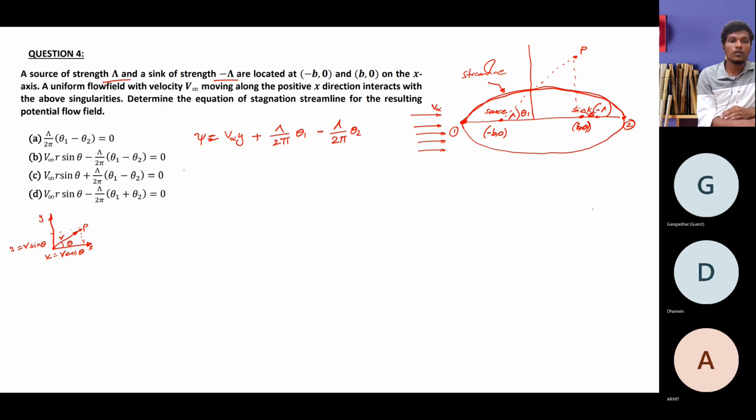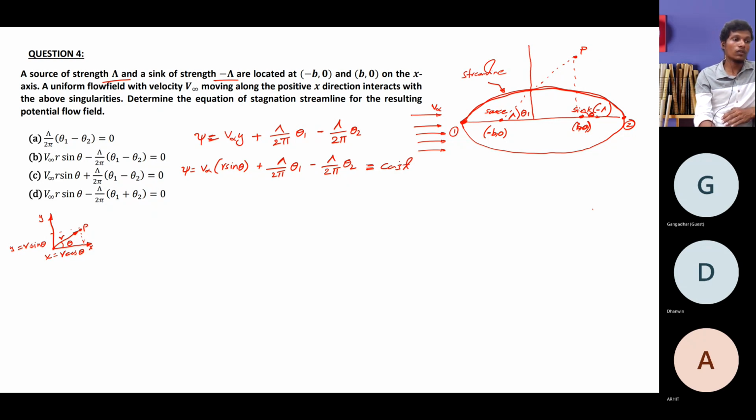Since I have y here, I will write stream function psi equals v infinity times r sine theta plus capital lambda by 2 pi θ1 minus capital lambda by 2 pi θ2. Okay. One more thing. Here, the stream function they asked is to find out the one that is passing through the stagnation point. We know that stream function psi is a constant numerical value. Let's write it is just a constant.